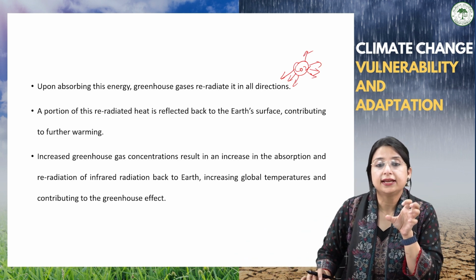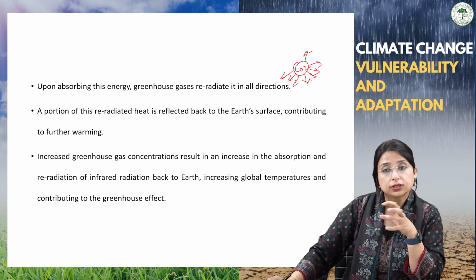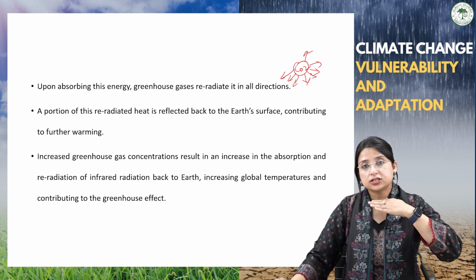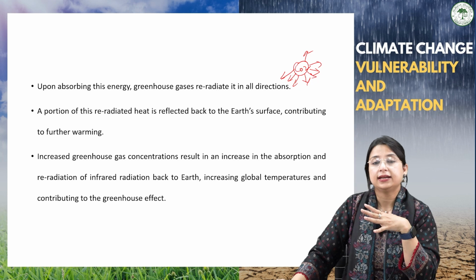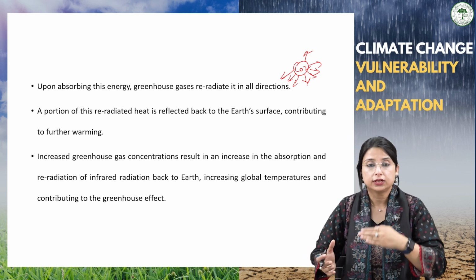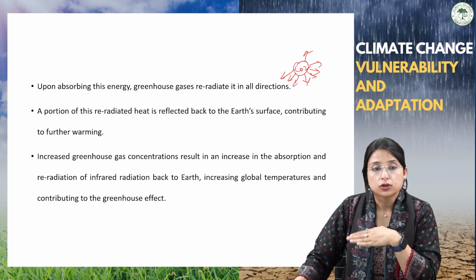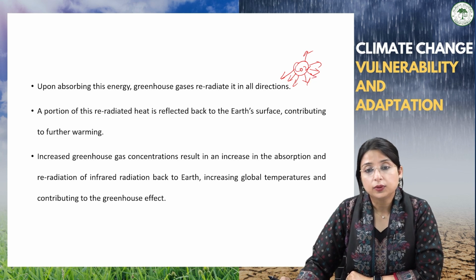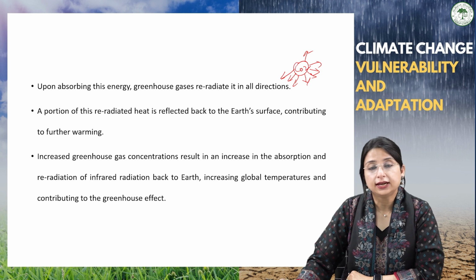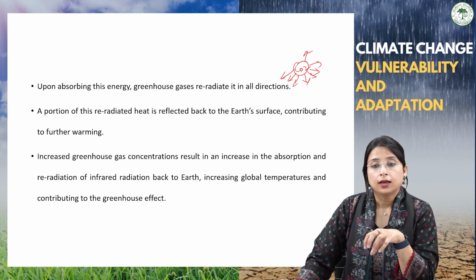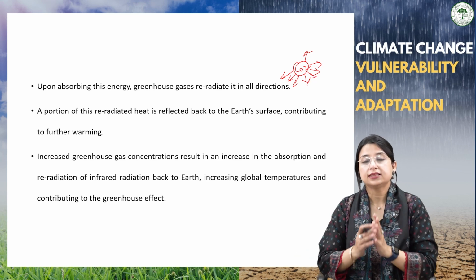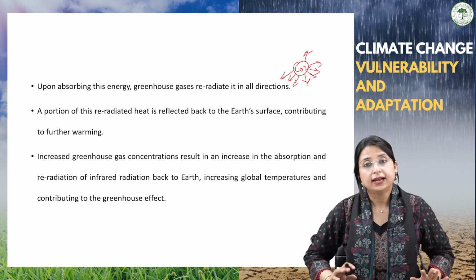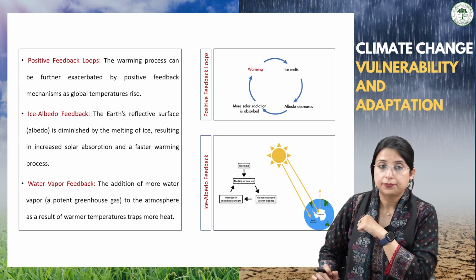Then a portion of this re-radiated heat is again reflected back to the Earth's surface, contributing to further warming. Instead of going to space, this re-radiated energy returns to the lower atmosphere and the Earth's surface, which is the major cause of further warming. That's why it is said that any increase in greenhouse gas concentration will result in increased absorption of the infrared radiation from the Earth's surface, and that will lead to a rise in the global temperature.